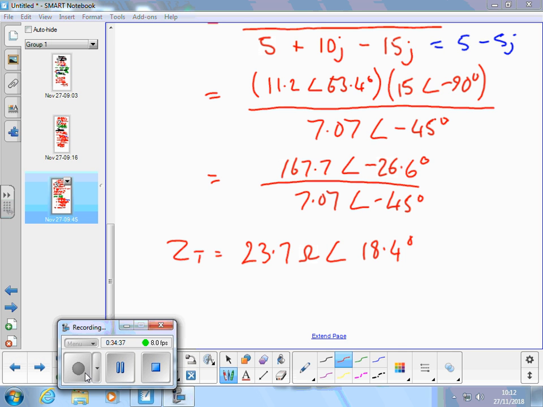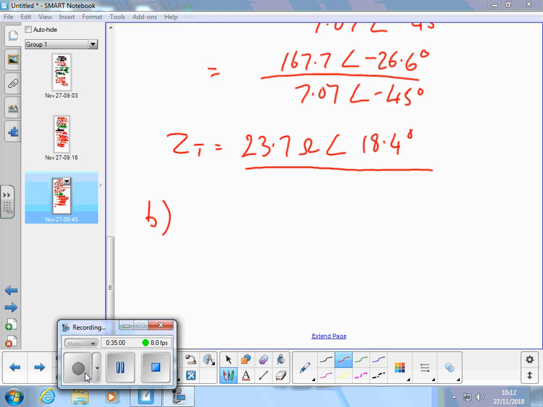So that's how you do that. Use the conversion between the two forms. If you're adding or subtracting, you use rectangular form. If you're multiplying or dividing, you want the numbers in polar form for the easiest method. So that's our total impedance.